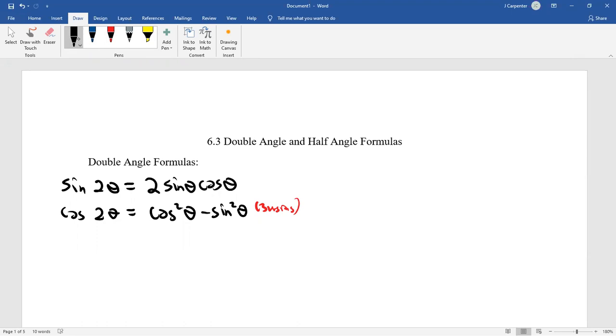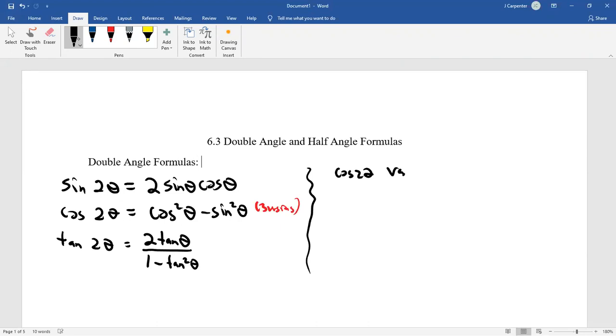All right, so finally we have the tangent of 2 theta, which is 2 tan of theta all over 1 minus tan squared of theta. I'm going to leave some room over to the right of this for the cosine 2 theta variations, but I'll come back to that after we do some fun proofs.